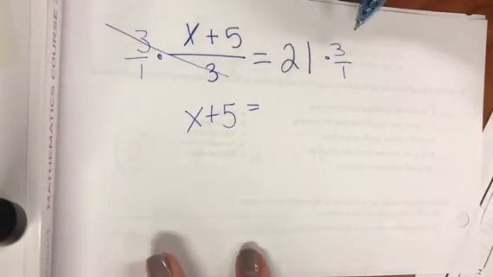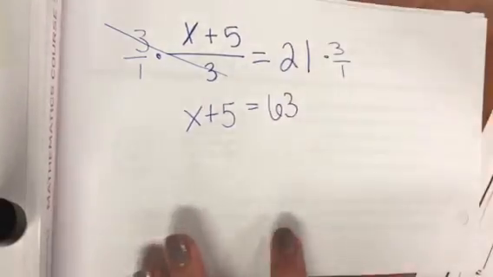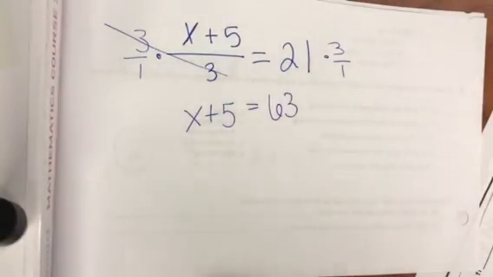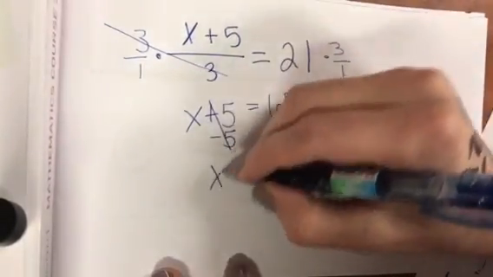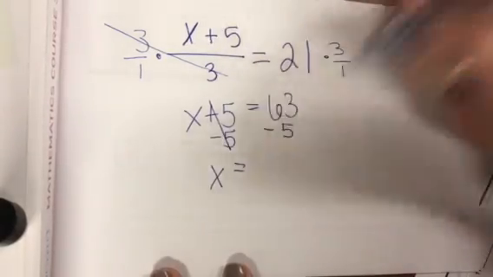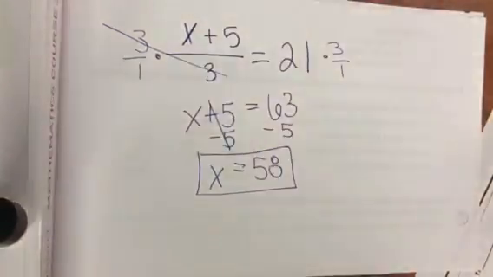So 21 times 3 is going to be 63? 63. Now we're left with x plus 5. And now it's a pretty clean problem, right? I mean, what are we going to do, Groves? Subtract 5 on both sides. Okay, that cancels out, leaving us with x. When we subtract here, we get 58. x equals 58. Woohoo, look at that.